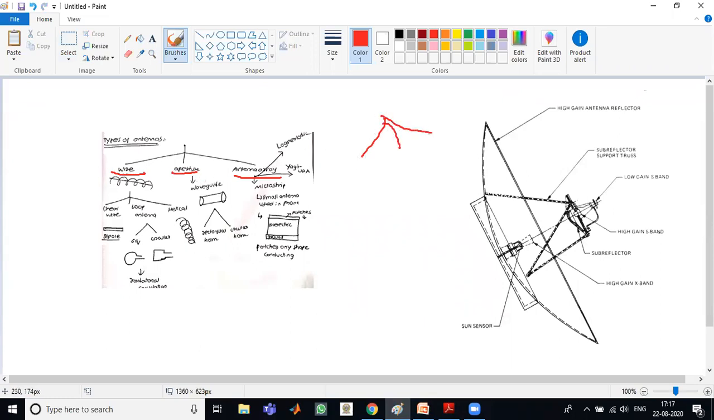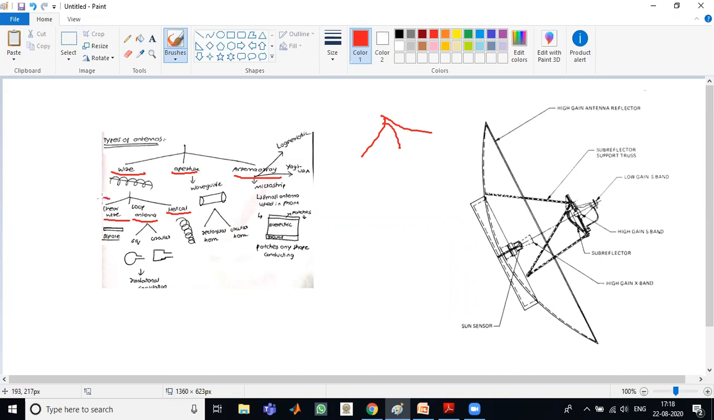Wire antenna means it is in the shape of wire. Then aperture antenna and antenna array. This wire antenna is divided into three types: linear wire, loop antenna, and helical antenna. Linear wire, what is the meaning of linear wire? The antenna is constructed in a straight manner. That is linear wire antenna.